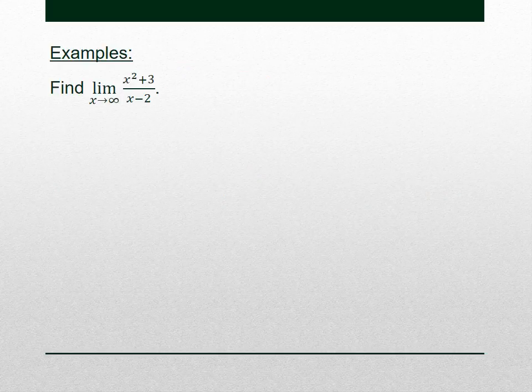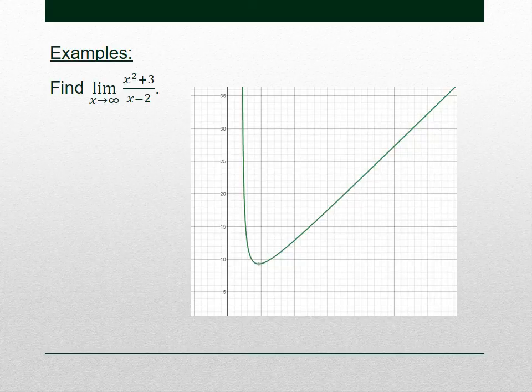All right, so here we've got a limit as x goes to infinity, but I've got an x squared plus 3 over x minus 2. So how can I figure out what that does? Well, I'm going to start by graphing it. I've graphed this function. Remember, the limit as x goes to infinity is what happens as we move to the right forever. And you can see that this function is going to just keep blowing up to positive infinity forever. And so this limit does not exist.